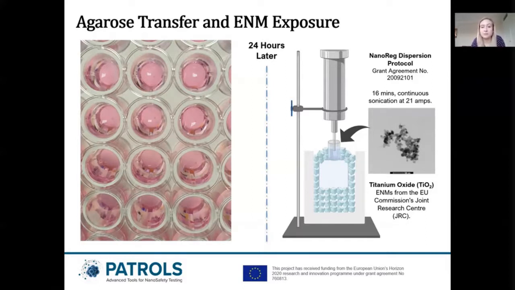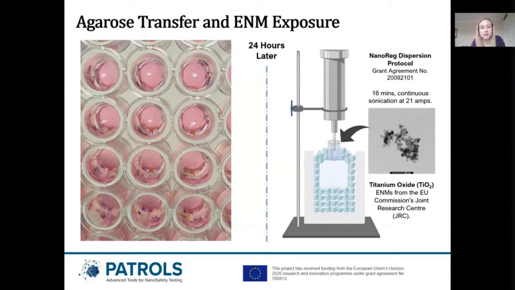engineered nanomaterials. Prior to the exposure, these materials are pre-wetted in 95% ethanol and sonicated continuously for 16 minutes in 0.05% BSA at 21 amps, as described in the NanoReg dispersion protocol. All the materials we have used have been provided by the JRC, with the exception of silver, which is from Sigma.